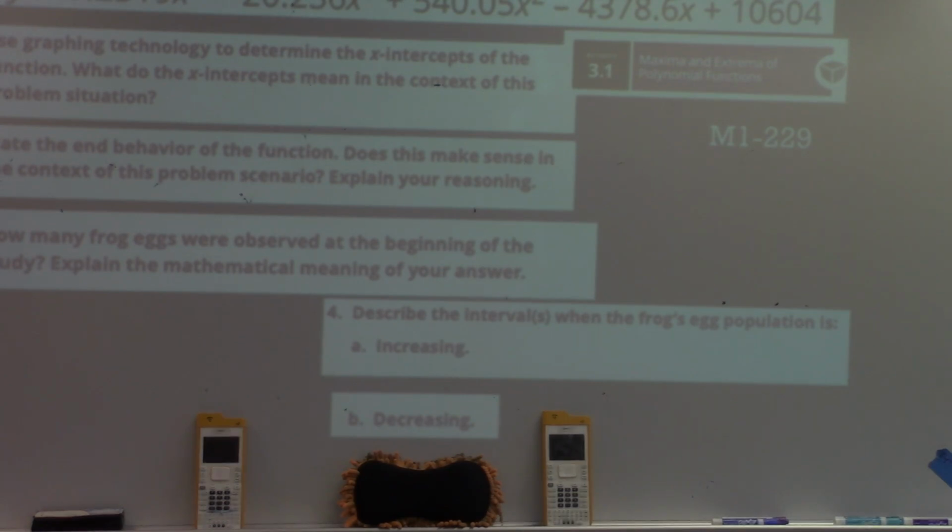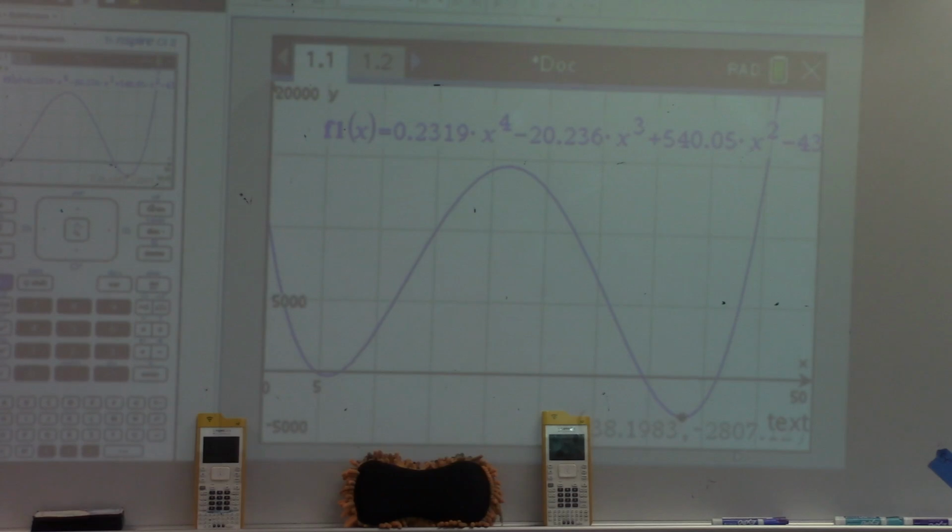This is 228. Or, yeah, 228. So we did. I'll put the graph back up if you need it for 228, or for number 2. Printed is on the previous page as well.